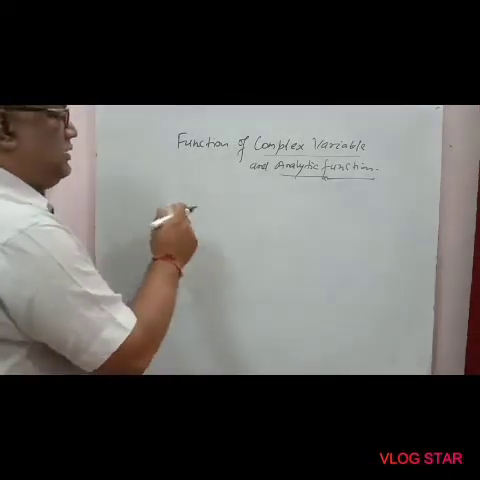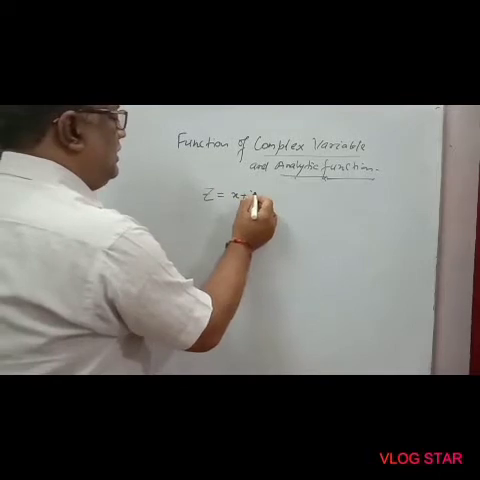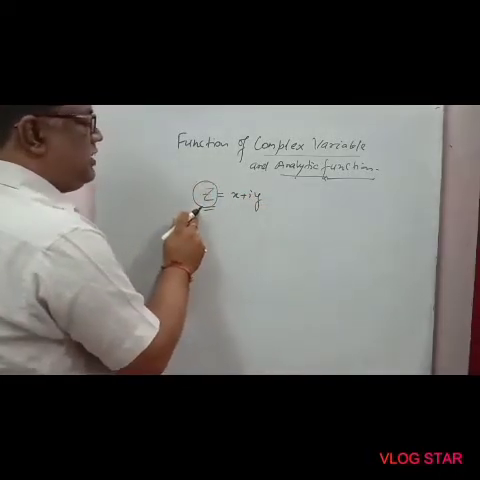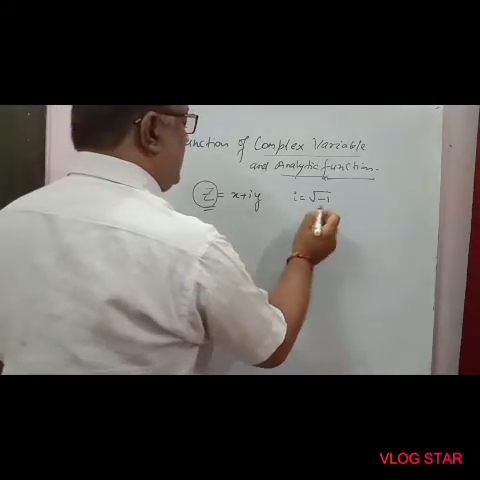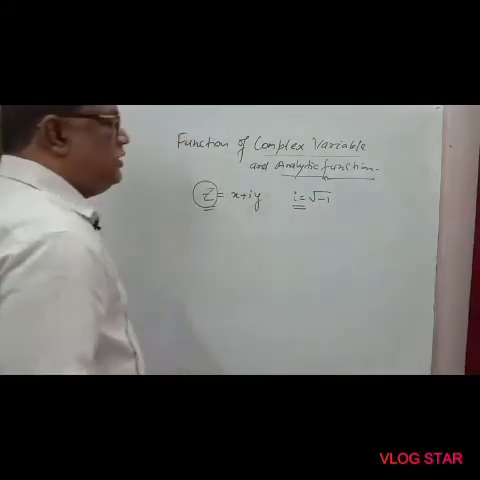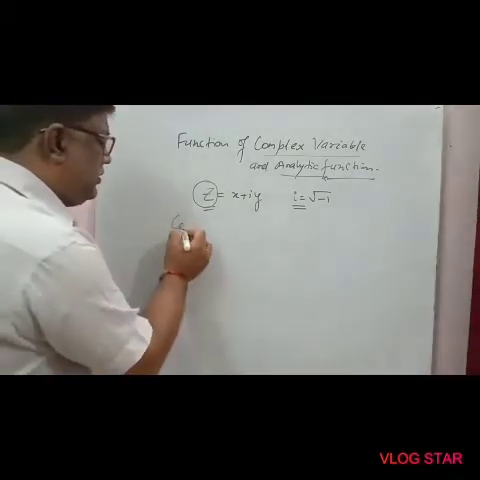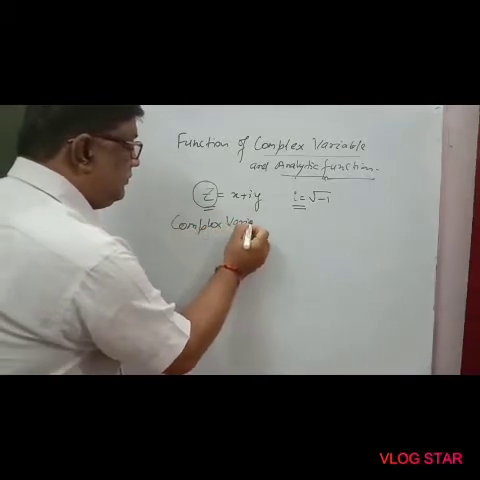What is a complex number? We know that z is x plus iy. This is a complex number. This is called the complex number z, and i is called the square root of minus 1. This is the imaginary number, the unit of the complex number. Now let's discuss first the complex variable.